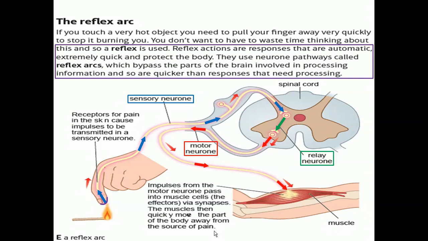So if you are touching a fire, you don't think about the fact that you're touching fire, you move your fingers away automatically. Because it's automatic, there's no processing involved. It's done straight away. And that's why it's called a reflex arc. It involves a reflex arc, so there is a reflex action.